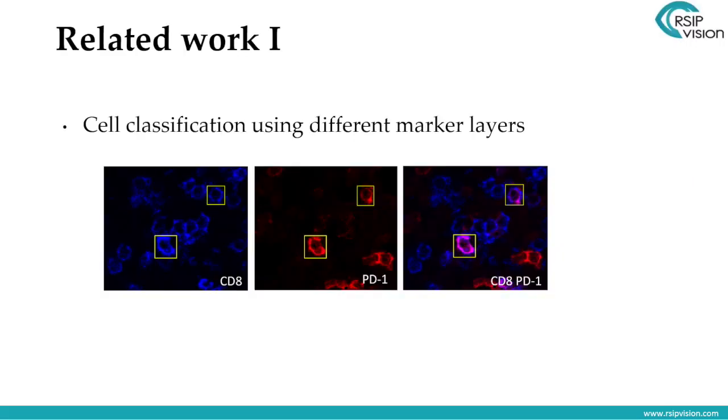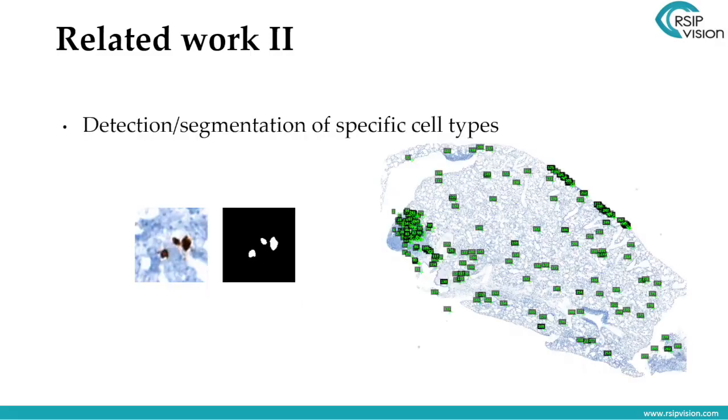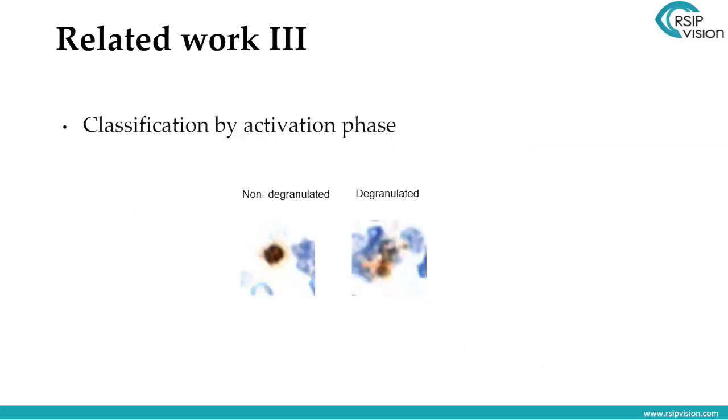So this is a different cell classification task using different marker layers. Again, different dyes, but it's the same kind of idea and the same kind of challenges of detecting the cells and overcoming these holes and these difficult to separate examples. This is, again, classification of different cell types. Actually, I'll show this one at the end.